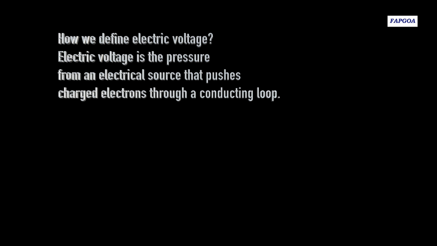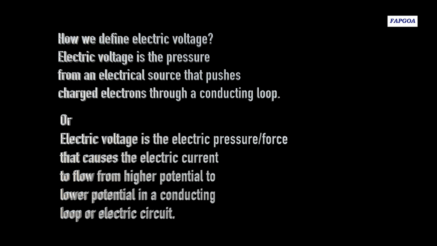How do we define electric voltage? Electric voltage is the pressure from an electric source that pushes charged electrons through a conducting loop, or electric voltage is the electric pressure that causes the electric current to flow from higher potential to lower potential in a conducting loop or electric circuit.